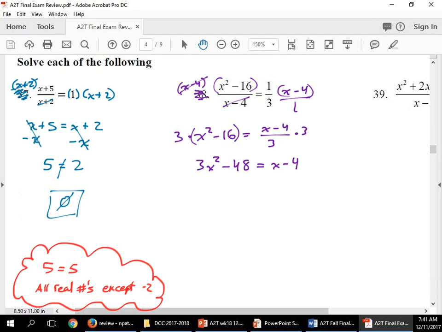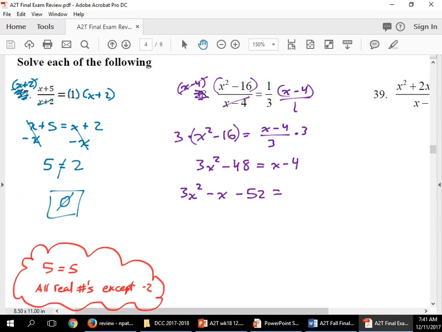Now I got to get everything on the same side. You see this squared? Because I have a degree higher than 1, I must factor then solve. And so I'm going to move everything to the same side. We have 3x squared minus x, and then we're going to have minus 52.